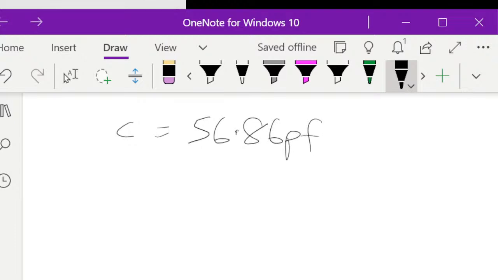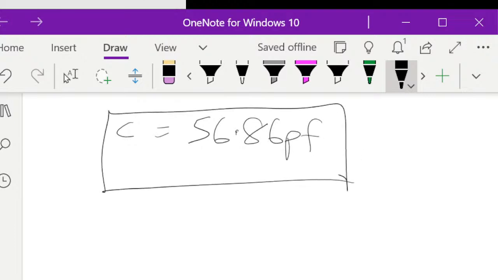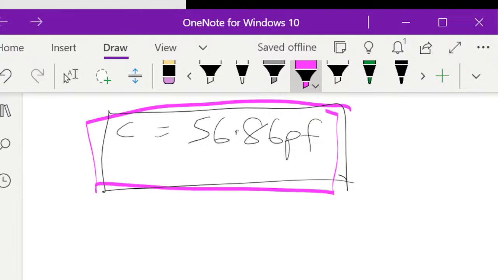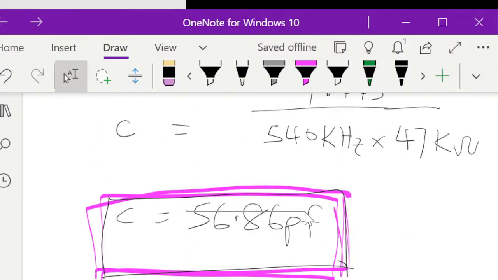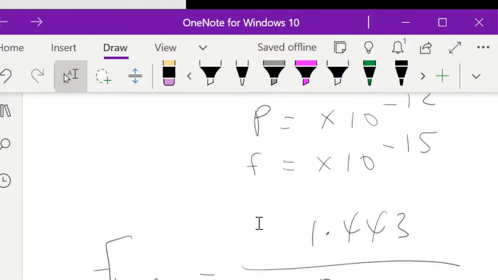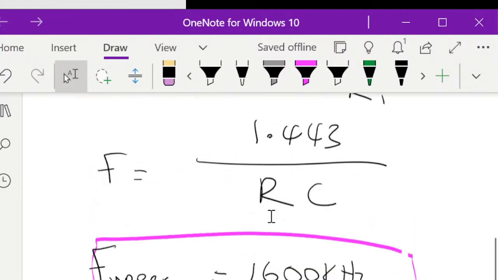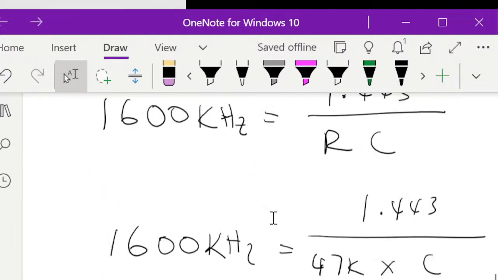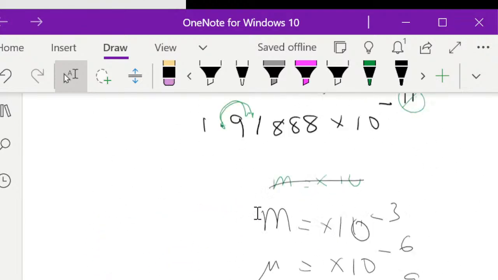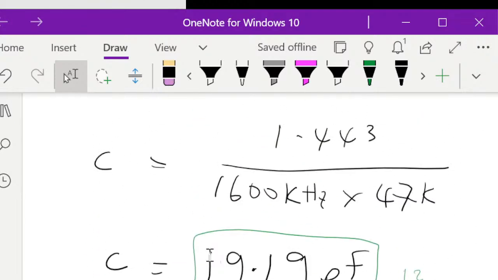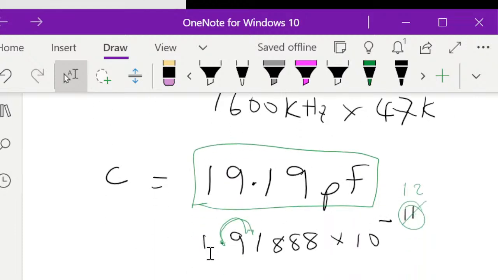56.86 picofarads. Now I'm gonna go back and show you that lookup table that I said we're gonna get back to. So our range is 56.7, or you can call it 57 for the upper, and the lower is 19.9. So approximately between 20 and 60. Actually between 19 and 60. You can go a little bit lower. You can say between 18 and 60 to make sure you covered everything.